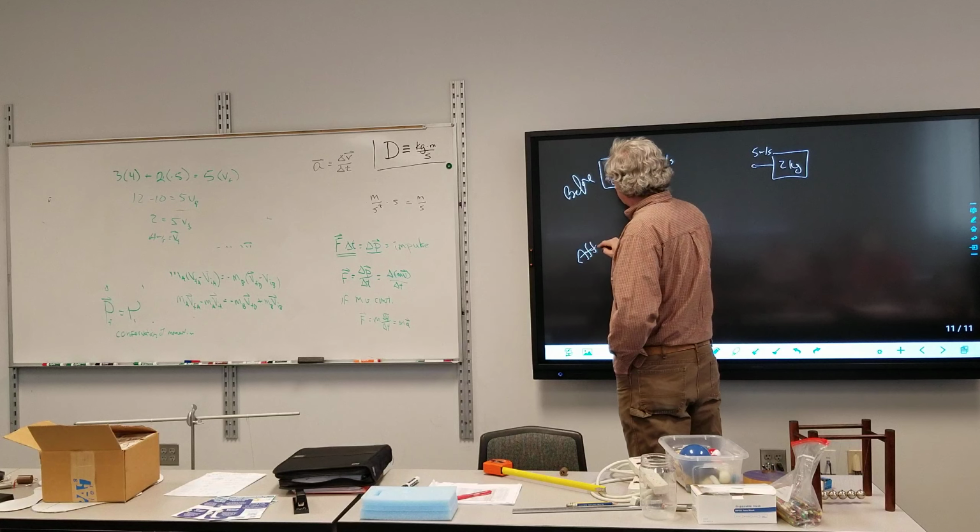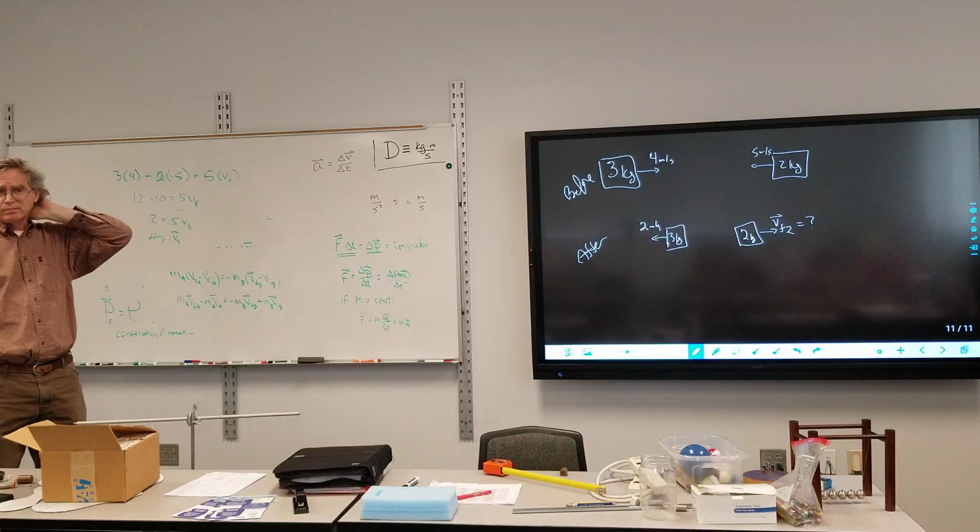Now, this starts out the exact same way as we started out the other problem. We have, what's the total momentum before the collision? Yep.